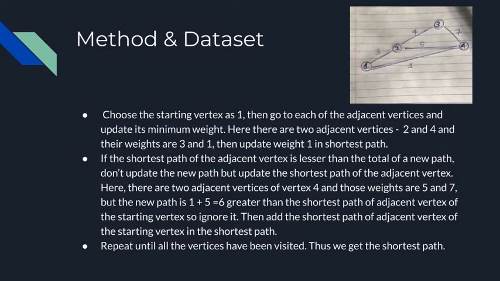Now here there are 2 adjacent vertices of vertex 4, and those weights are 5 and 7 respectively, but the new path is greater than the shortest path of the adjacent vertex of the starting vertex, so we ignore it. Now we add the shortest path of adjacent vertex of the starting vertex in the shortest path. We then repeat until all the vertices have been visited. Thus, we get the shortest path.